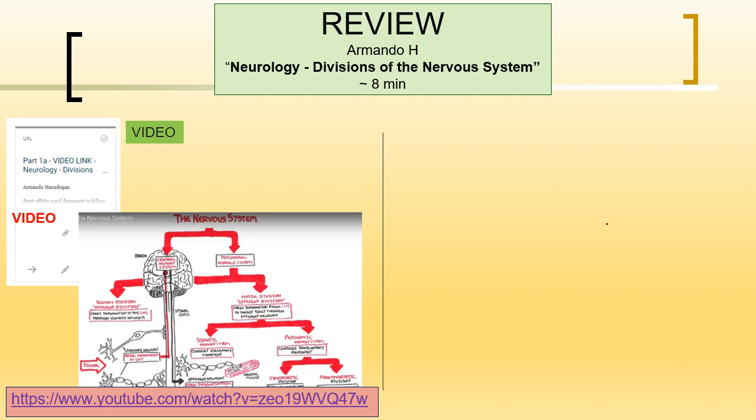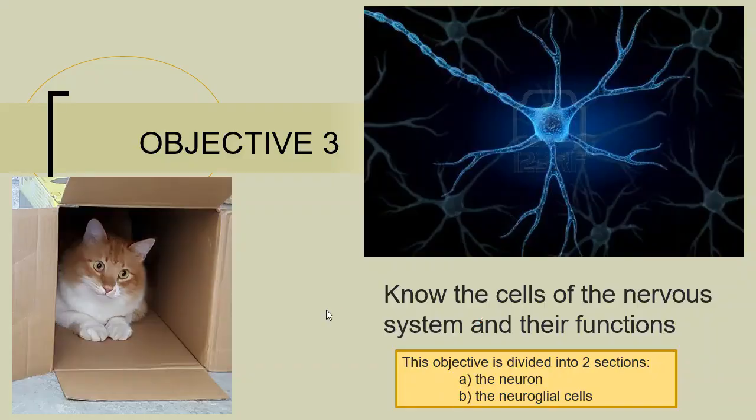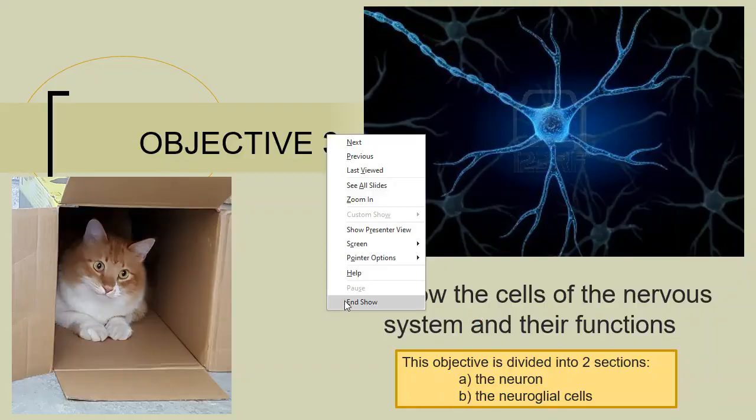There's an absolutely excellent review available, and you've got the handout in your packet there. So you don't have to print it off or anything, it's already printed off for you, and it will allow you to follow this video that Armando Vasudigan made over the divisions of the nervous system, what we just talked about. So if you need to see it again a different way, it's a pretty good little video, and here's the handout that goes along with it. And then the next section will be Objective 3, so stay tuned for another video over Objective 3A.